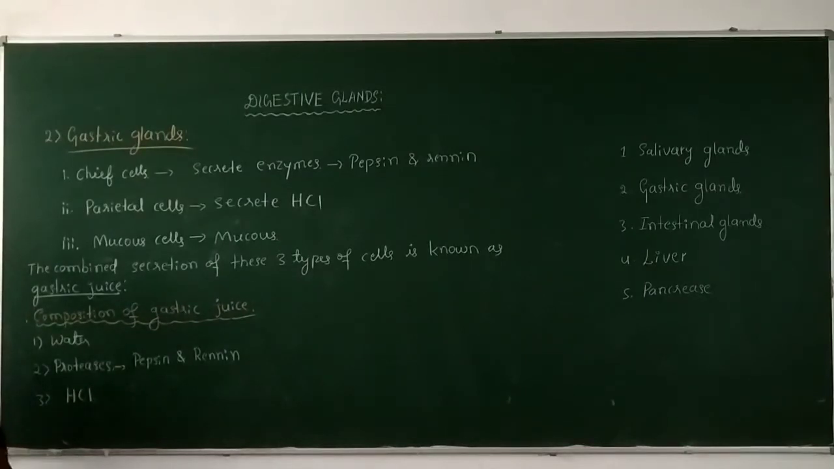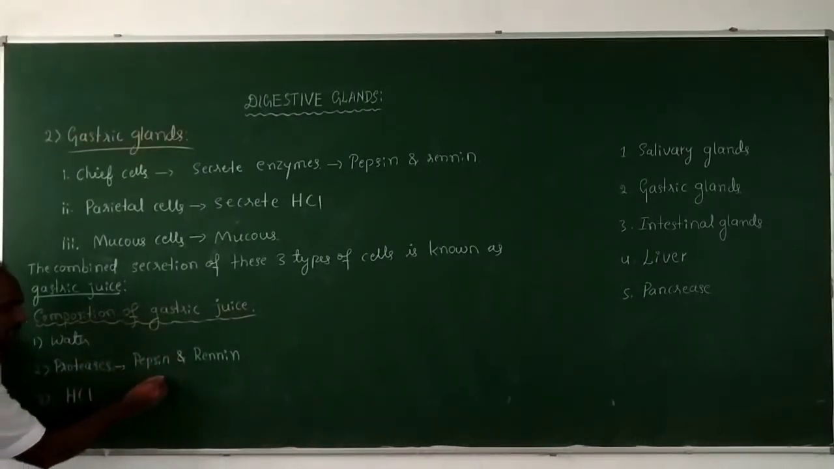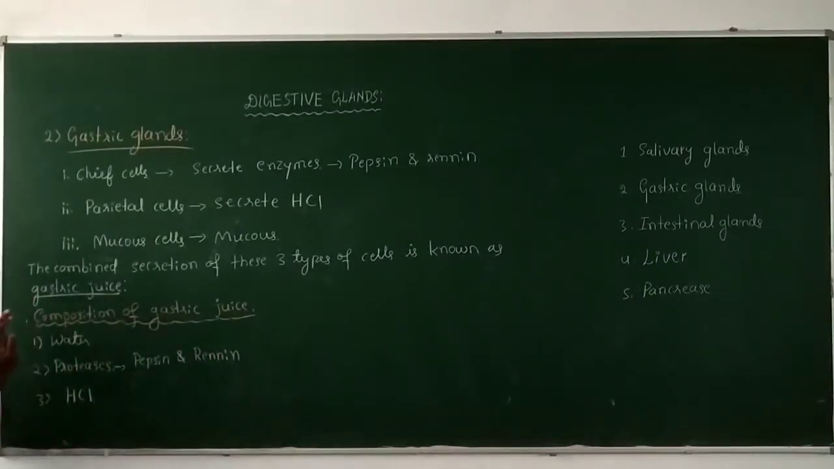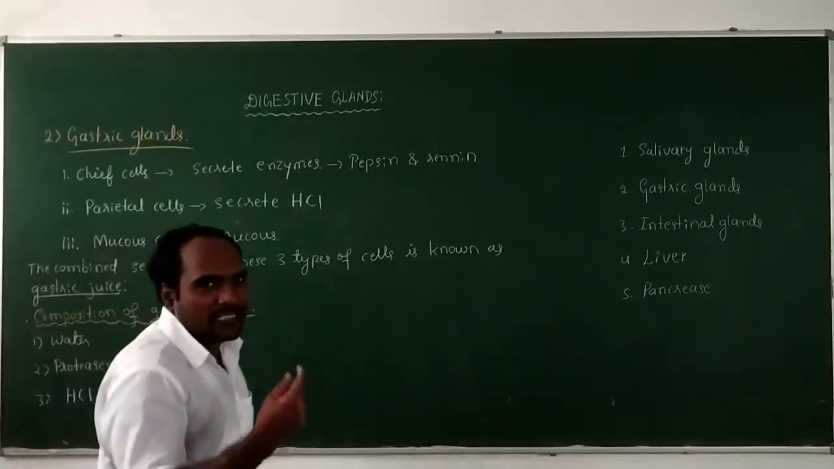Getting the idea? With the help of HCl already found in the gastric juice, inactive pepsinogen and inactive prorenin get converted into active pepsin and active renin. When these pepsin and renin are released, what happens? This pepsin and renin act on the milk protein and convert them into peptones and peptides, as I said in the previous class.